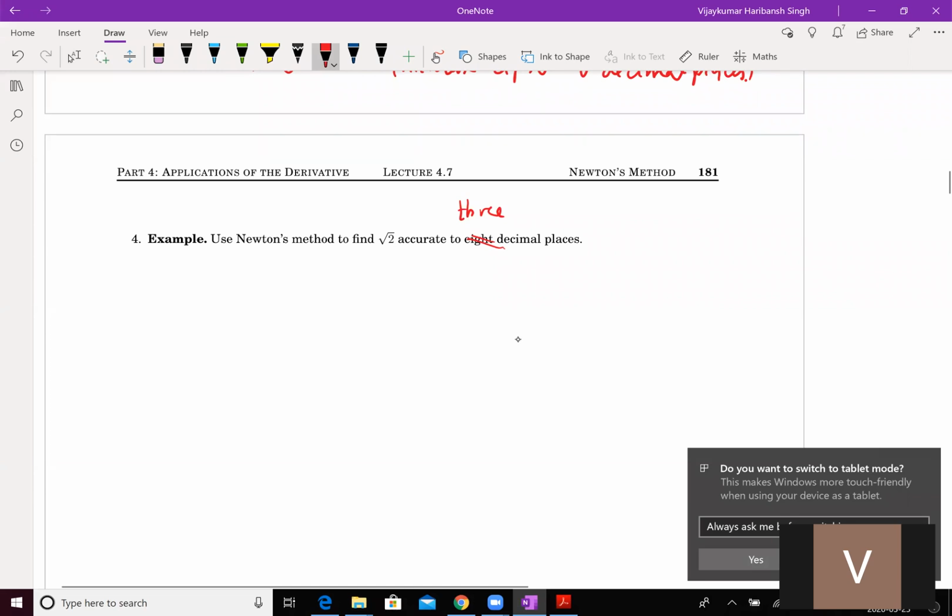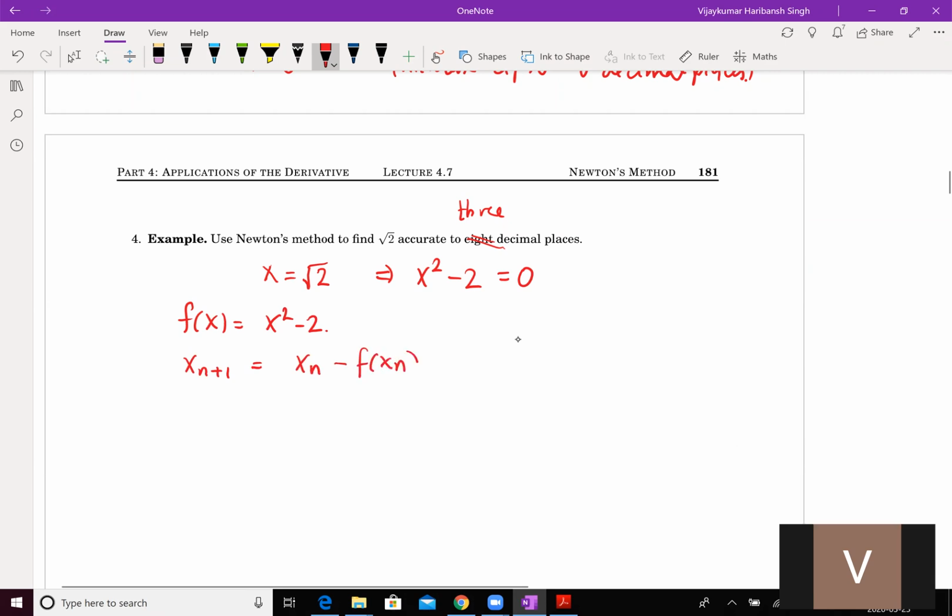So what function can it be? If you look at x equals root 2, this would mean x squared minus 2 equals 0. So we have found out what function we are looking for. f of x is going to be x squared minus 2. So set up the Newton system: x(n+1) equals xn minus f of xn divided by f prime of xn. So this is going to be xn minus xn squared minus 2 upon the derivative of that, which is 2xn.